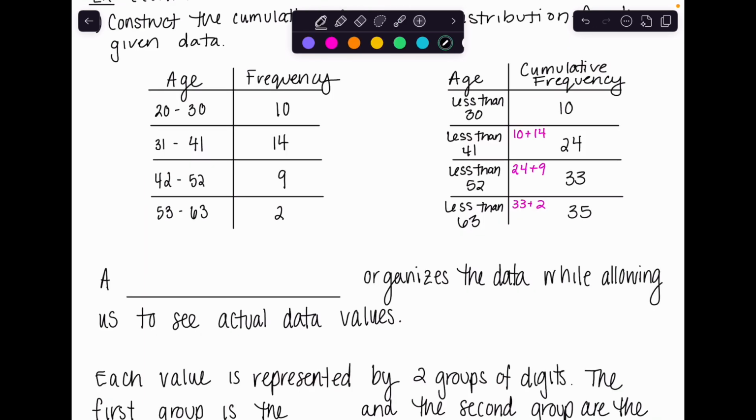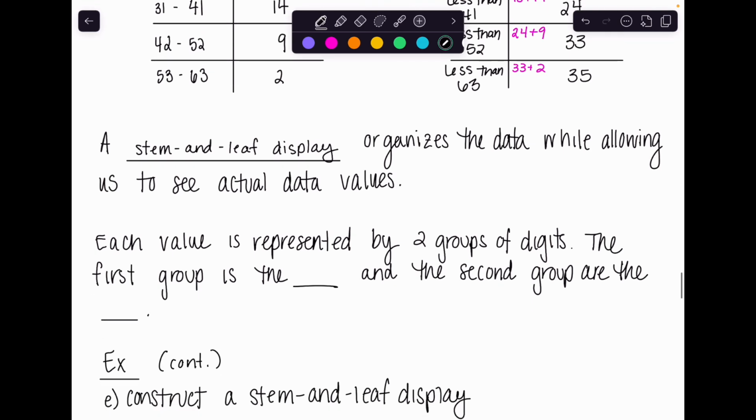So the next type of graph we're going to look at is called a stem and leaf display. And this organizes data so that you can actually see all of the data values too. So basically there are going to be two main types of digits. The first one is kind of what it stems off of. The last group is then going to be the last digit. So each value is represented by two groups of digits. The first group is the stem, and then the second group are called the leaves.